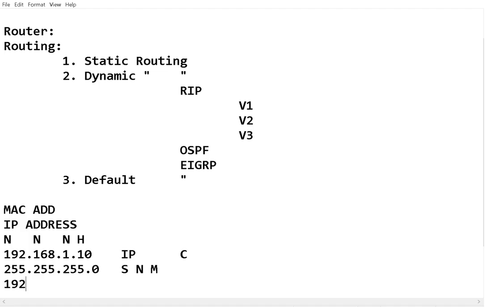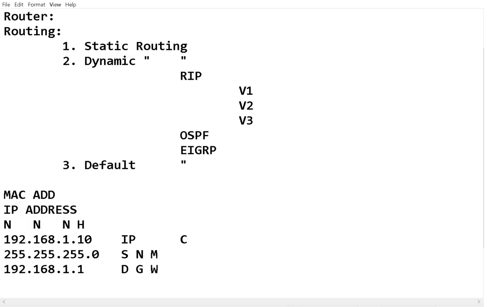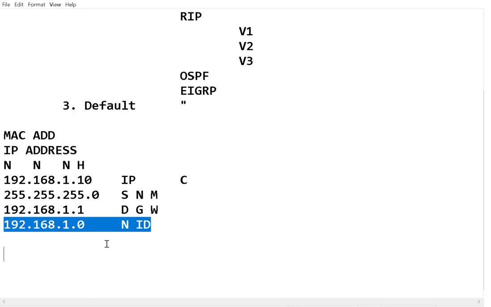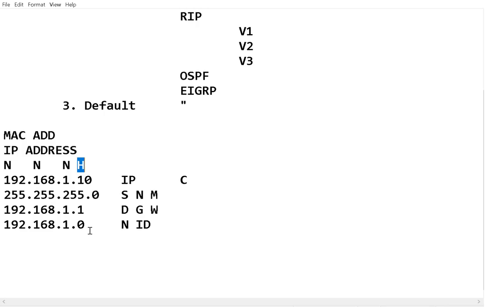Now, 192.168.1.1 is called the default gateway. The network should be the same, the host should be different. Then what is the network ID? 192.168.1.0 is called the network ID. Network ID means the IP address with all bits as zeros in the host portion only. I repeat, the IP address with all bits as zeros in the host portion only is the network ID.